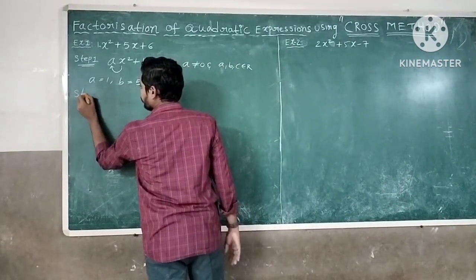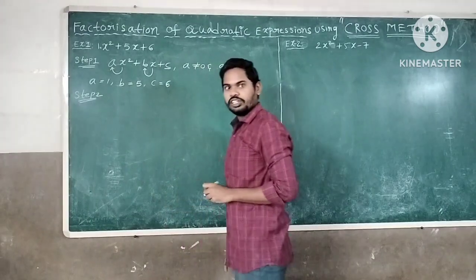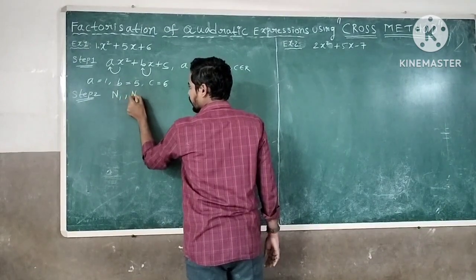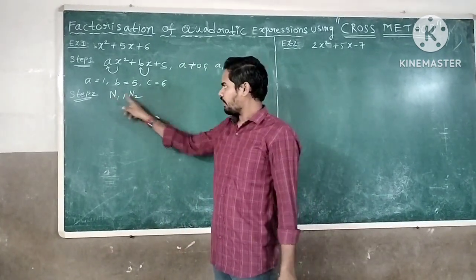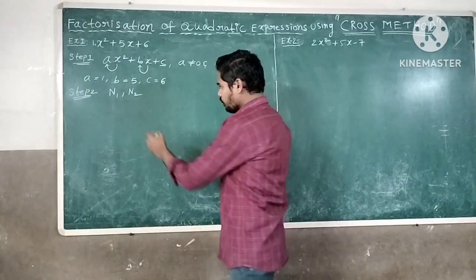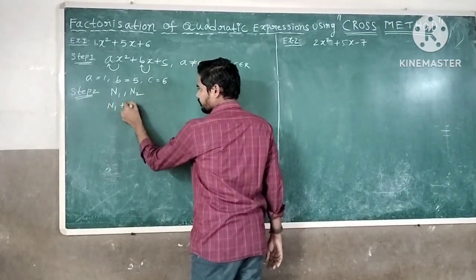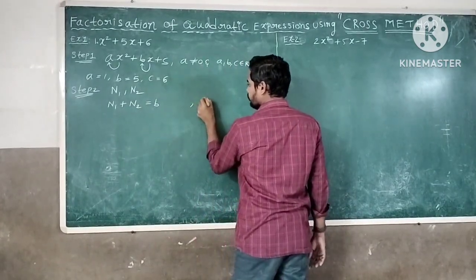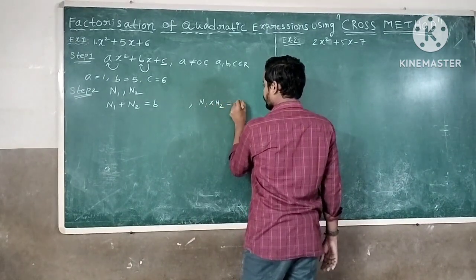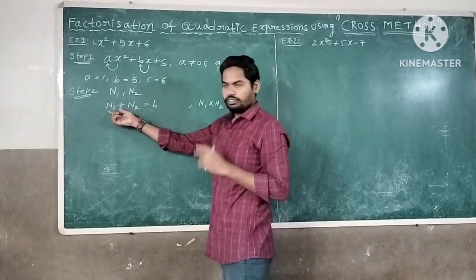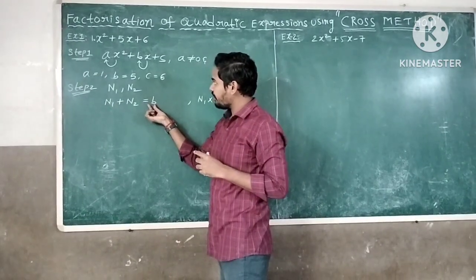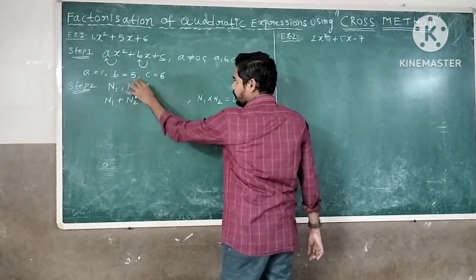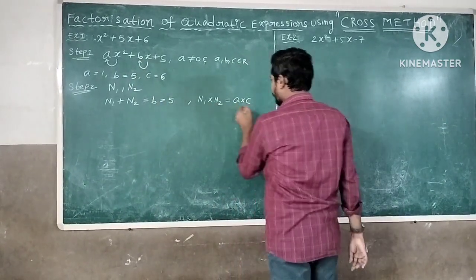Next, step 2. In step 2 we need to find the values of n1 and n2. So here n1 and n2 are two numbers whose sum is equal to b and whose product is equal to a into c. So we have to find two numbers whose sum is equal to b. What is b? The coefficient of x. Here the coefficient of x is b. The b value is 5, so the sum must be 5 and the product is equal to a into c.